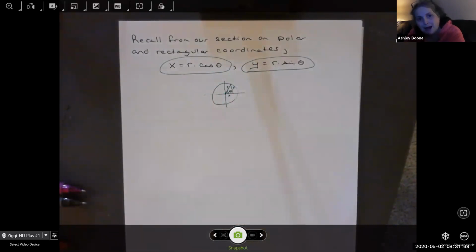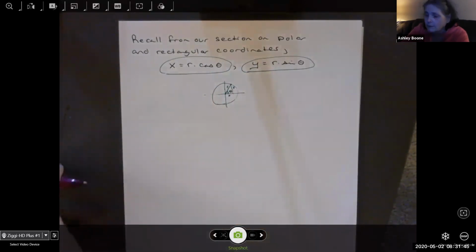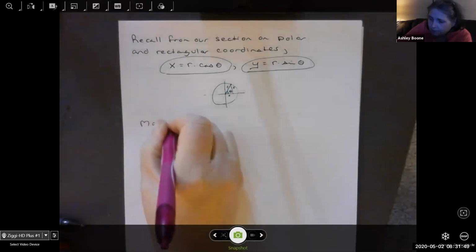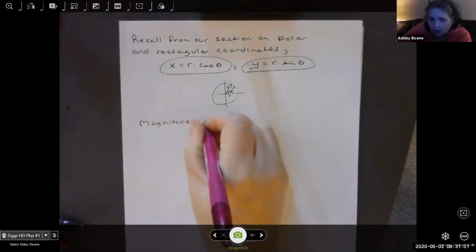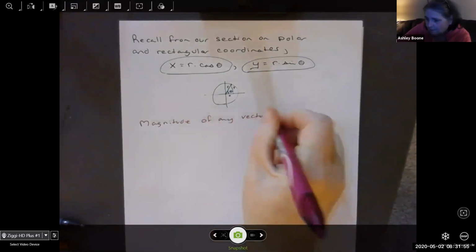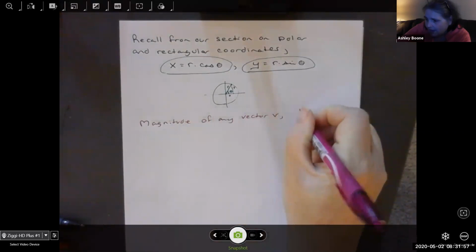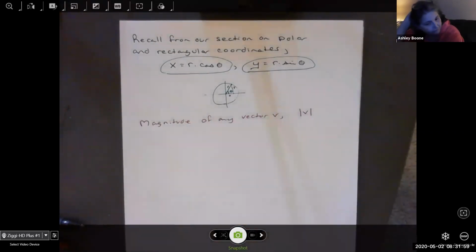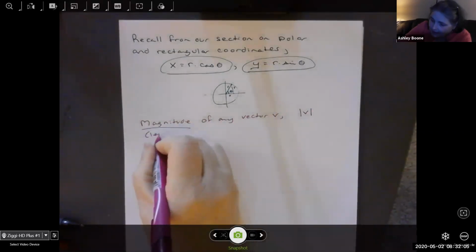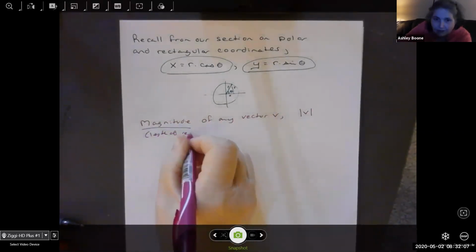Now keep in mind what we just talked about with vectors, okay? Remember, we talked about something called magnitude. Magnitude of any vector v. Notation for that is the magnitude of v, the bars around the v. What was this? This was the length of the vector.